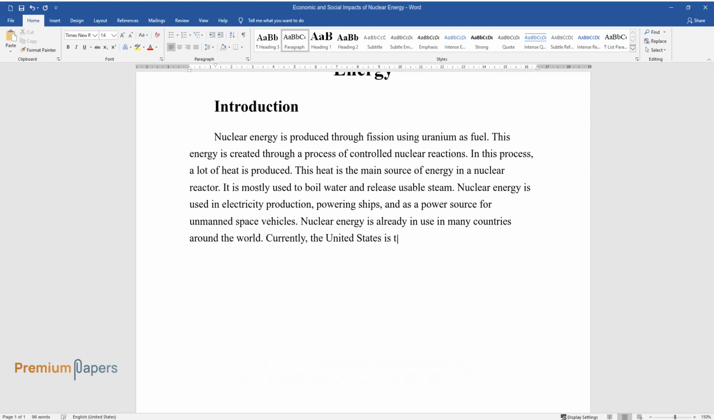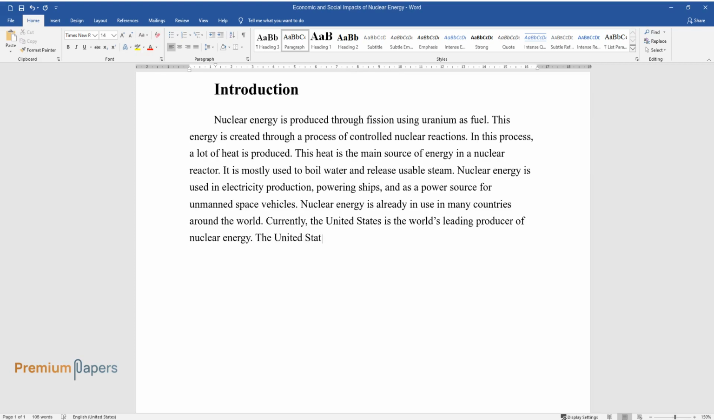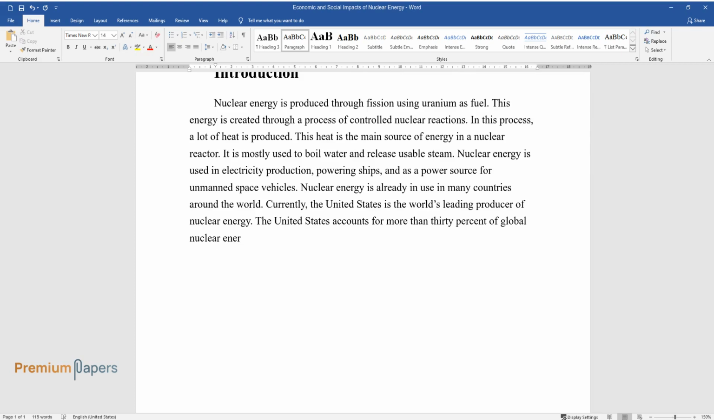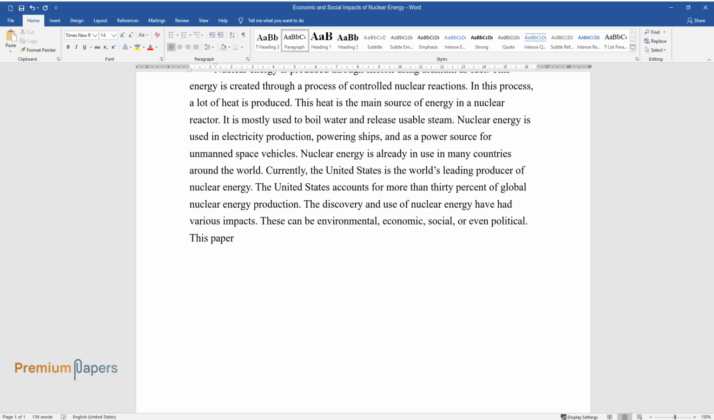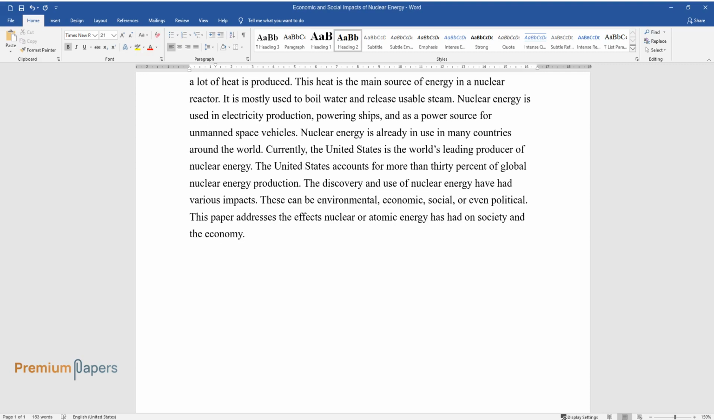Currently, the United States is the world's leading producer of nuclear energy. The United States accounts for more than 30% of global nuclear energy production. The discovery and use of nuclear energy have had various impacts. These can be environmental, economic, social, or even political. This paper addresses the effects nuclear or atomic energy has had on society and the economy.